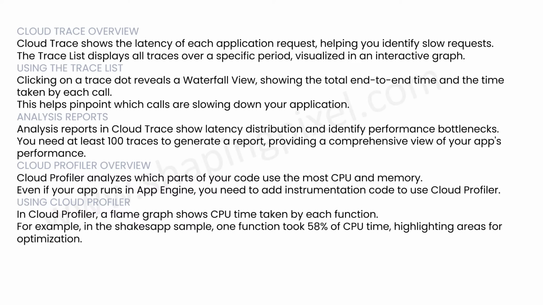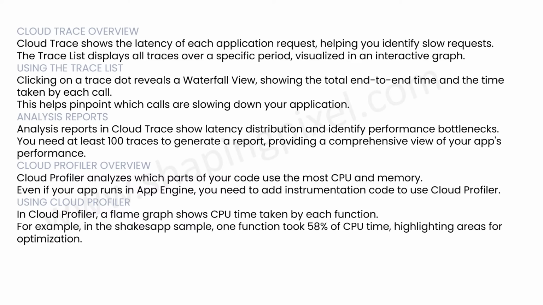Is your application running but performing too slow? Cloud Trace and Cloud Profiler can help. These tools from Google Cloud provide insights into latency and resource usage, optimizing your app's performance. Cloud Trace shows the latency of each application request, helping you identify slow requests.